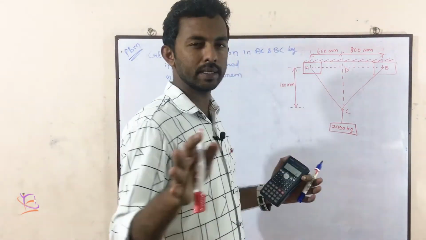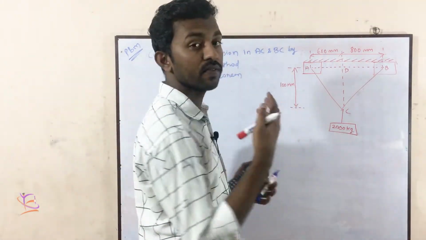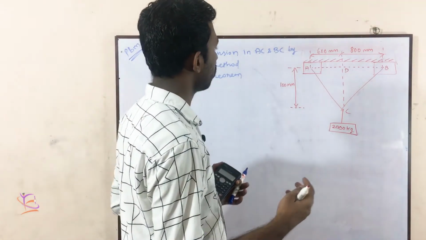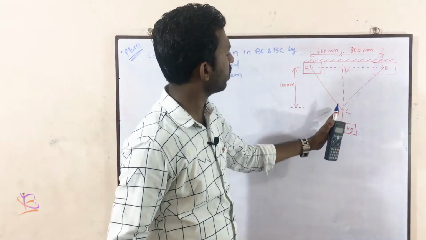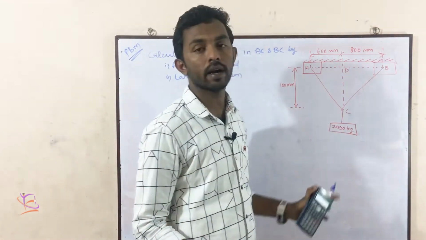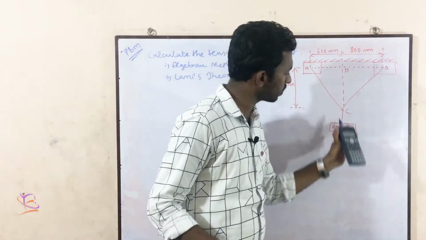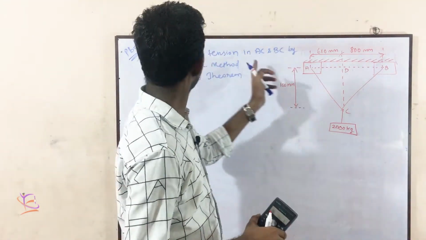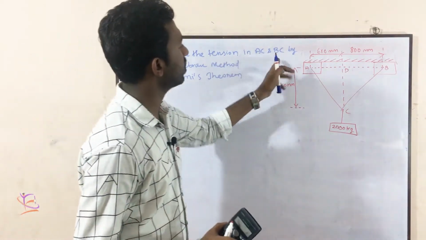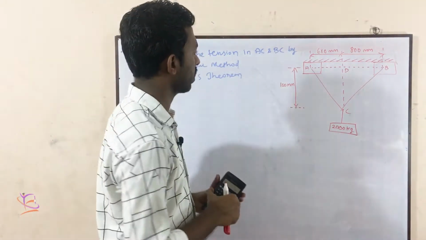Okay, first of all, the basic duty, we know that we have to make the free body diagram. So here you know that C is the point where all the strings are connected. So this zone, and the weight is there. Our duty is to calculate the tension in AC and BC. These two things you have to calculate.